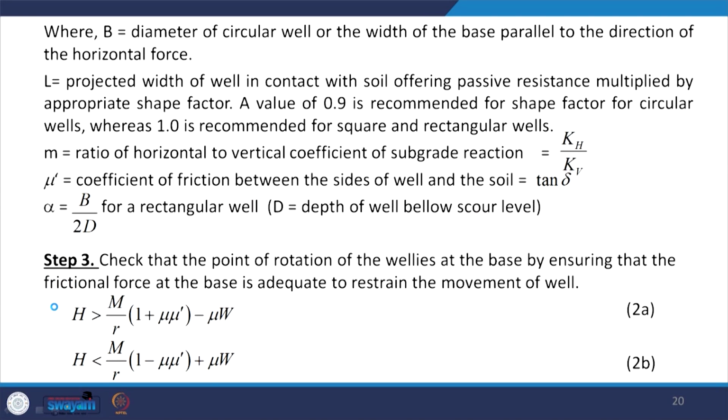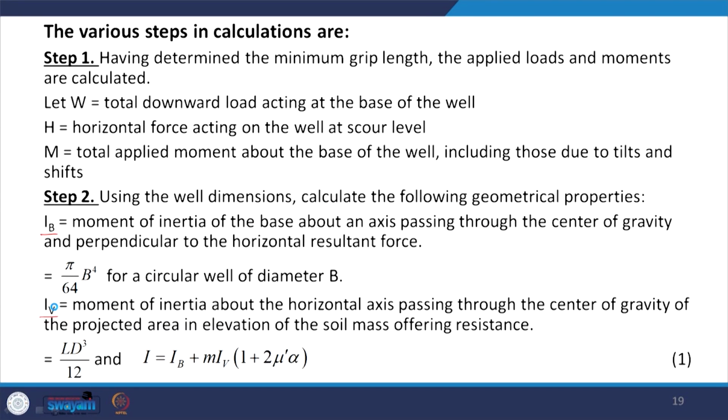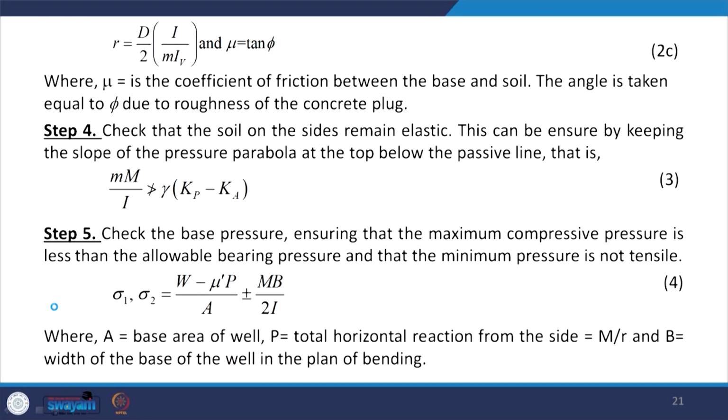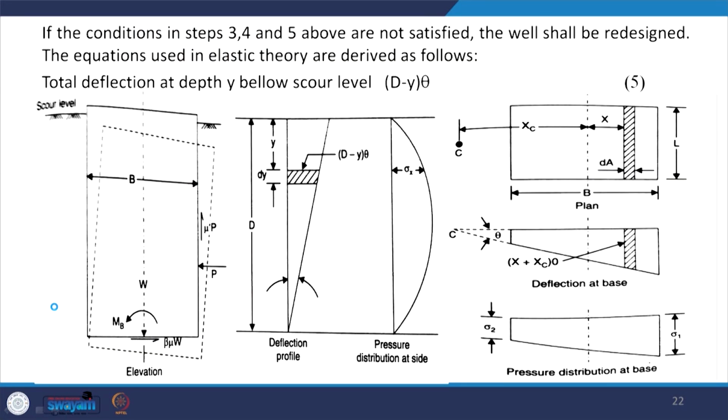Let me show one figure, what this means. So, this is the case here. This is your picture in the elevation. The axis which is passing through the center, and H is acting like this. So, if the horizontal force is acting in this direction, the vertical axis will be the one, because it is perpendicular to the lateral load.